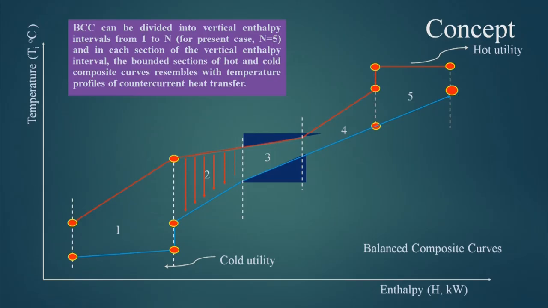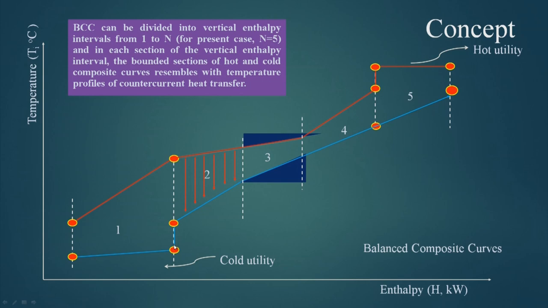Now, the figure shows a balanced composite curve. The upper one shows a balanced hot composite curve, where this part of the hot composite curve shows the hot utility, and this shows a balanced cold composite curve, where this part of the curve shows the cold utility.